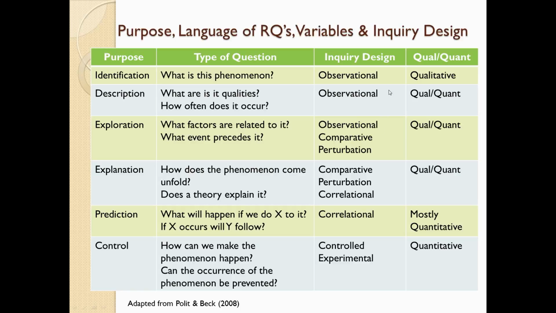Another way of looking at types of science inquiry is to think about them in terms of qualitative and quantitative research. And once again, you'll see that the qualitative styles of research tend to be at that identification level. There seems to be a mix of qualitative and quantitative types in the middle, and we move towards the quantitative as we get closer to a controlled experiment. So that's another way of thinking about inquiry design.